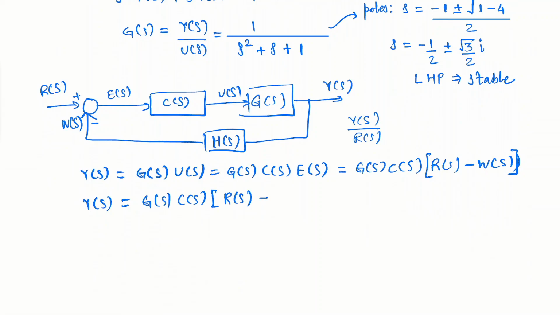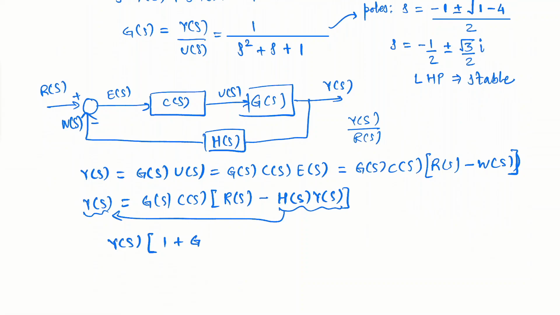R of s minus w is h of s into y of s. So if we take this term on this side, we will get y of s in bracket 1 plus g of s, c of s, h of s is equal to g of s into c of s into r of s.